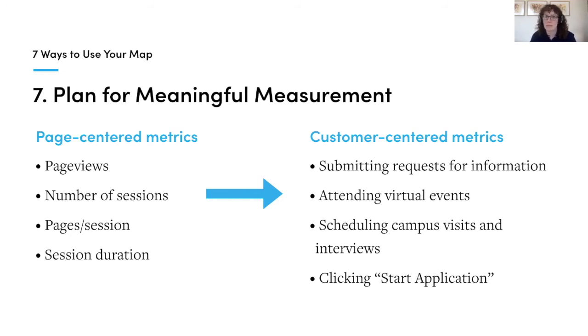And that might be starting to measure things like submitting requests for information, seeing if students are attending virtual events, seeing whether they're using your site to schedule campus visits. Are they scheduling their interviews? And are they clicking, for instance, something like start application? It's really taking your mindset from, okay, it's important to measure what's actually happening on the page, but it's more meaningful and going to give me more context for what a student's doing if I can figure out what those key things are that tell me whether or not they're moving from one phase to the next.